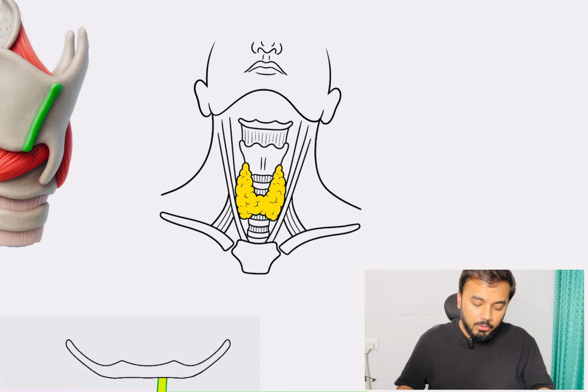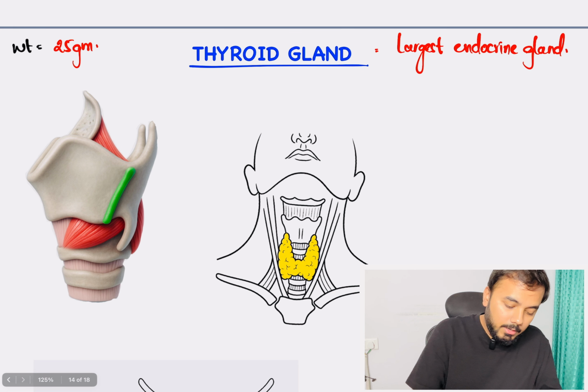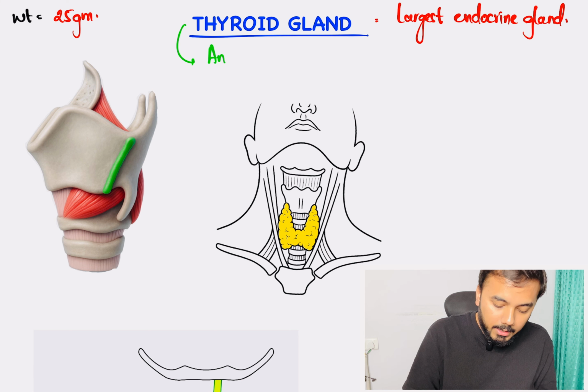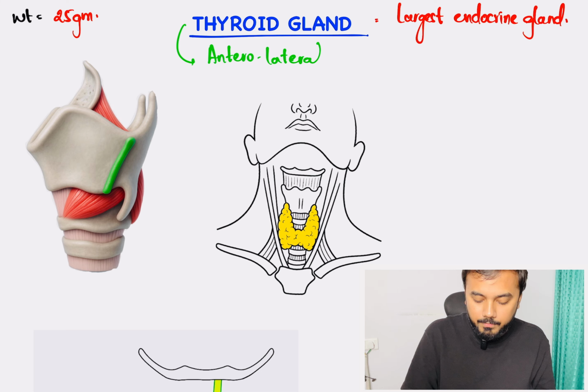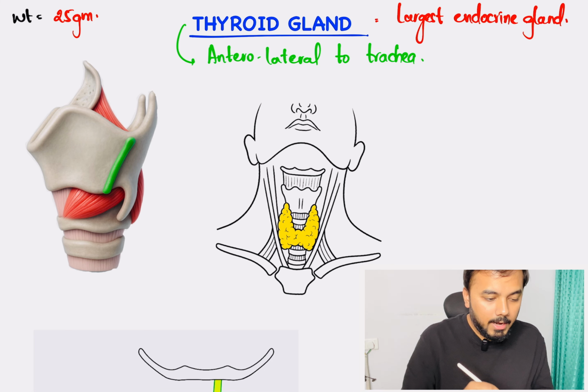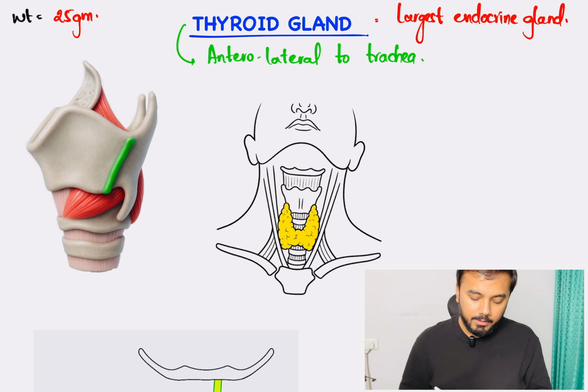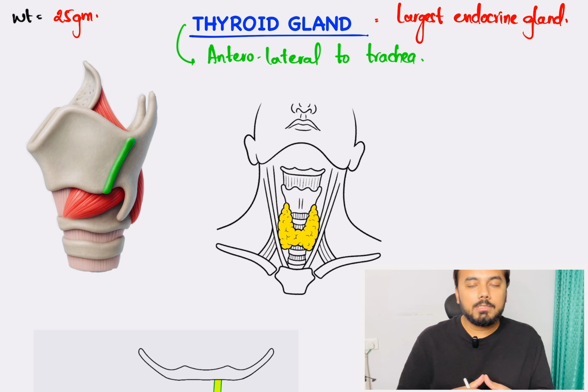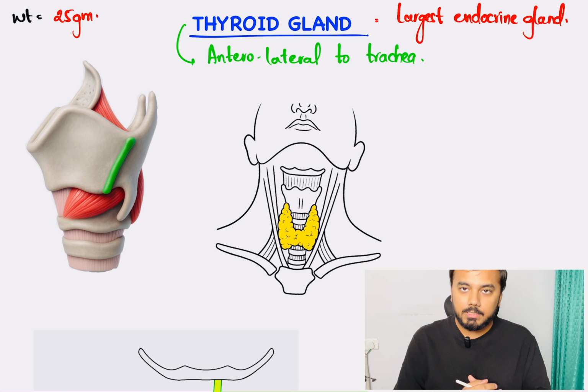Okay, so let me write down this point over here. So what was I telling you? I was telling you that the thyroid gland is present anterolateral to the trachea, right? If we talk about the topography of this entire gland, from where does this gland start and where does it end, what are the vertebral levels, etc., everything we shall discuss right now.